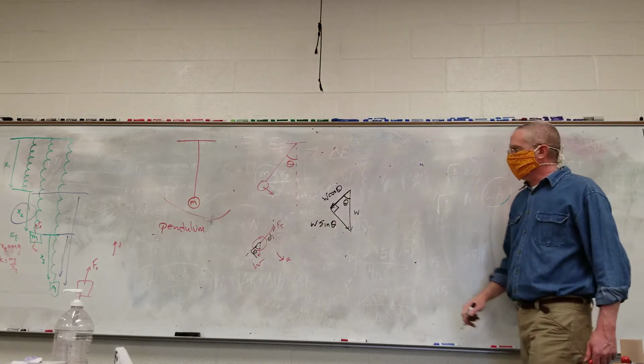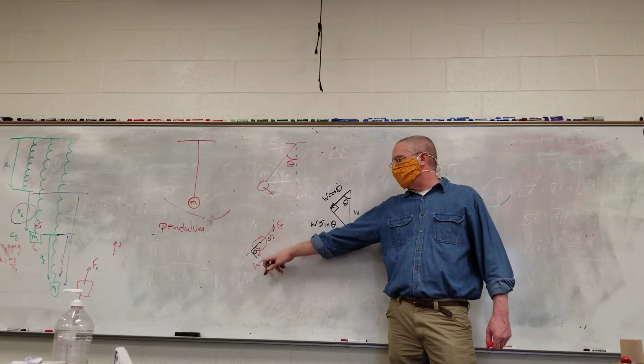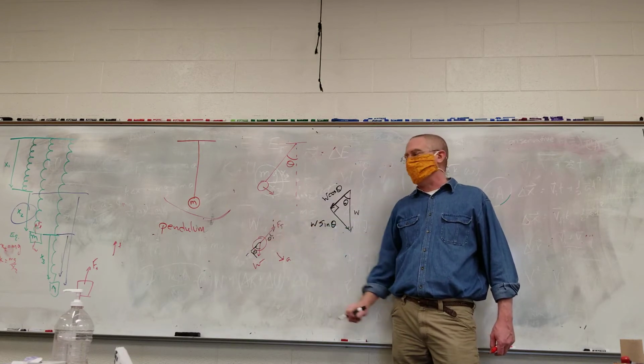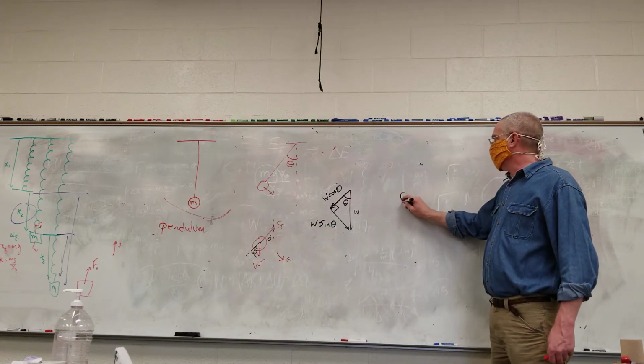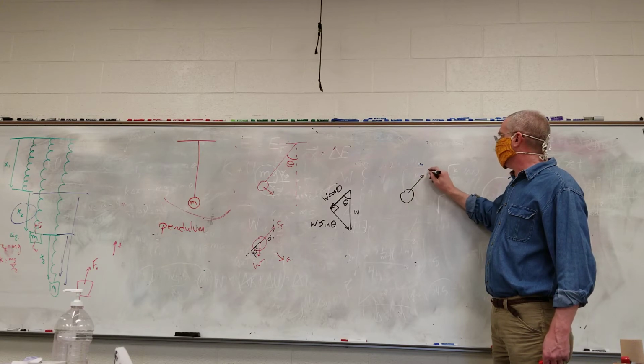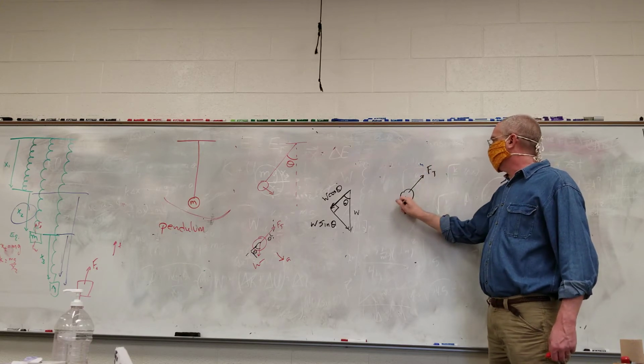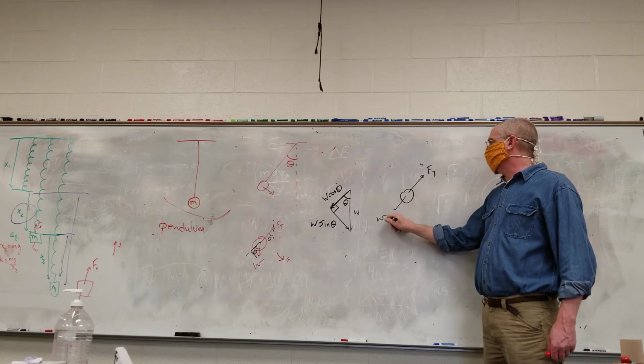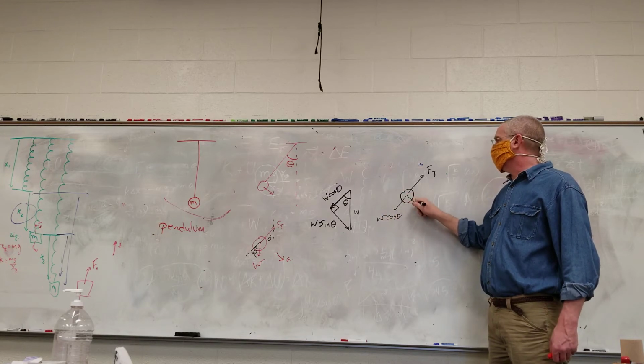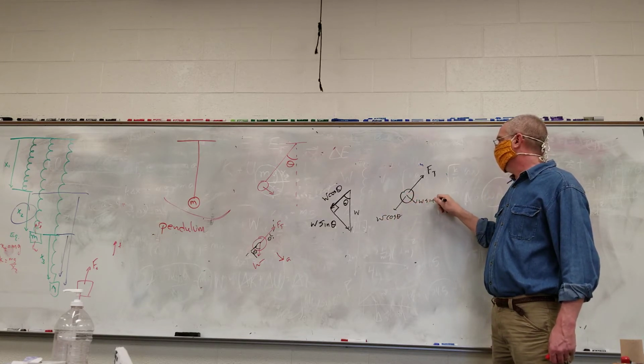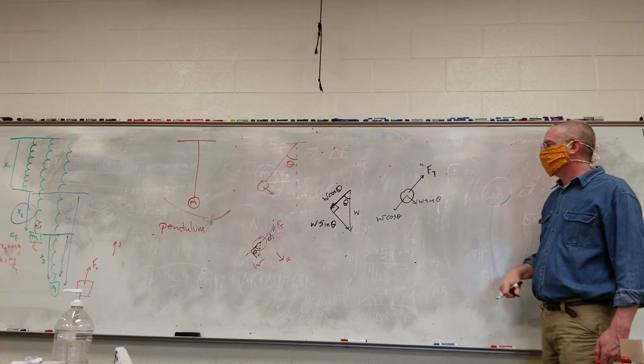So I'm claiming that my force diagram here, where I have tension acting up at that angle and weight acting down, I can rewrite that as tension acting up at that angle, W cosine theta acting opposite, and W sine theta acting perpendicular to it.